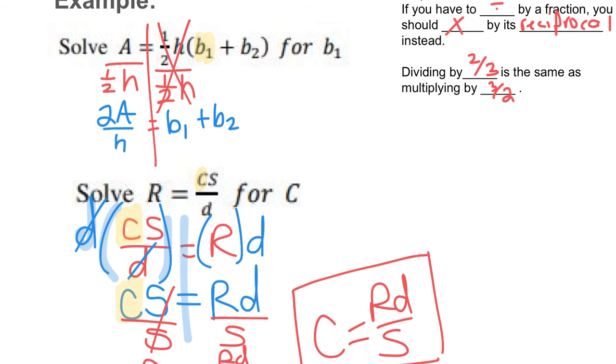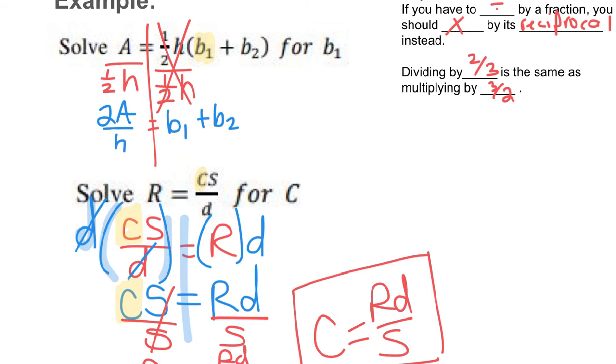Okay, and again, just in case this is lost you here, I got 2a over h because the 1/2 that was on the bottom had to flip over and become 2 over 1 and multiply. So the 2 multiplied with the a, the 1 multiplied with the h, but 1 times h is just h, so I didn't write the 1 down there.